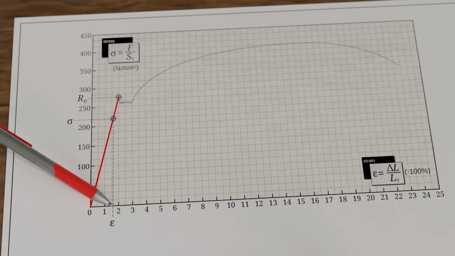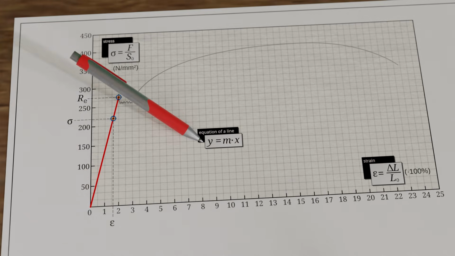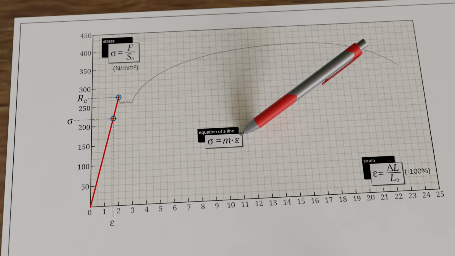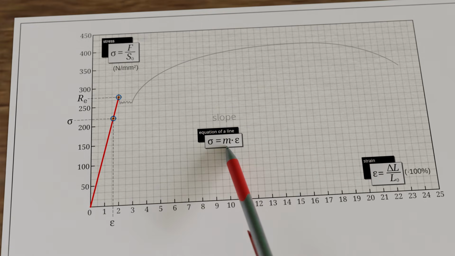Mathematically, this relationship is described by a straight line through the origin. In this case, y denotes the stress sigma, and x the strain epsilon. The slope of this straight line is a characteristic material parameter and is referred to as the modulus of elasticity, or Young's modulus, symbolized by the capital letter E. The Young's modulus establishes the relationship between the applied stress and the resulting strain.